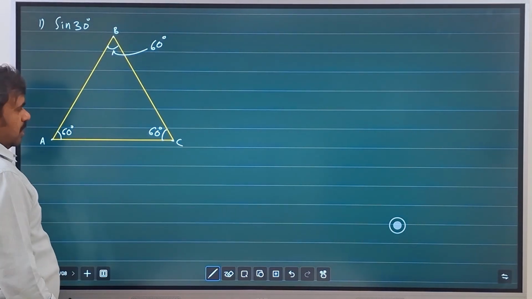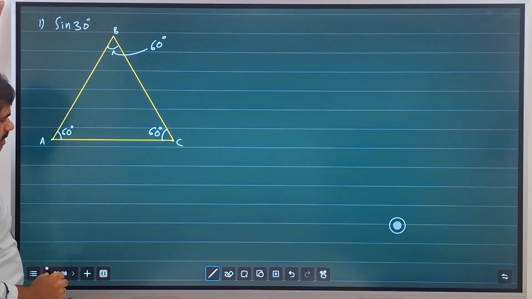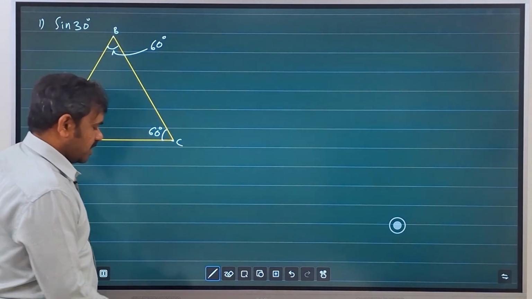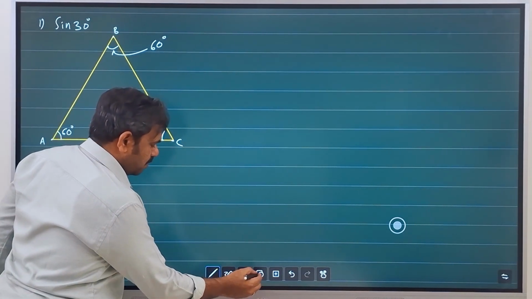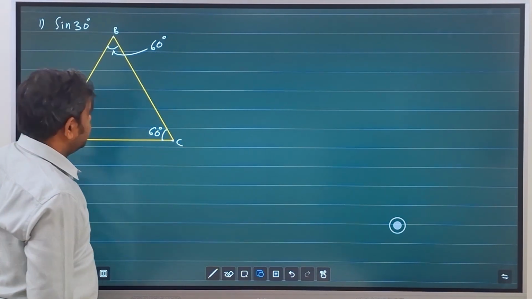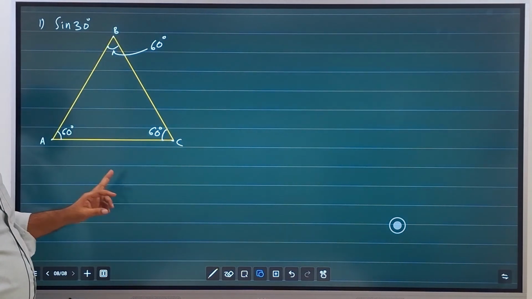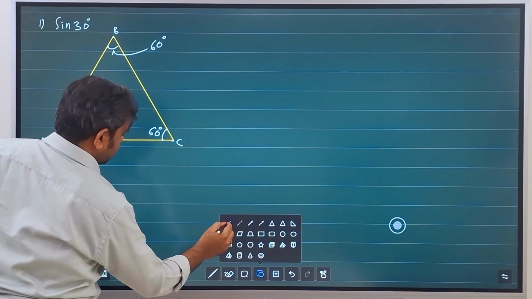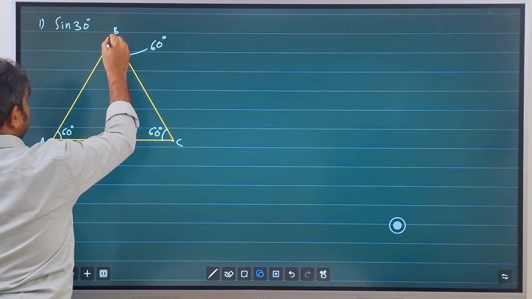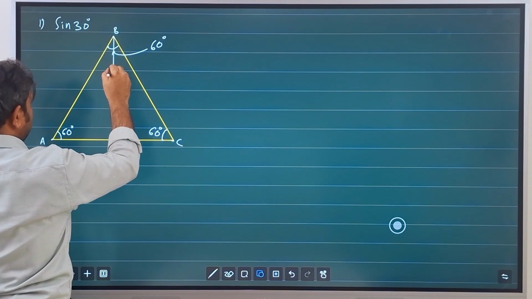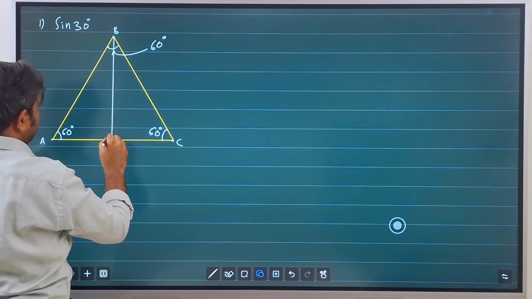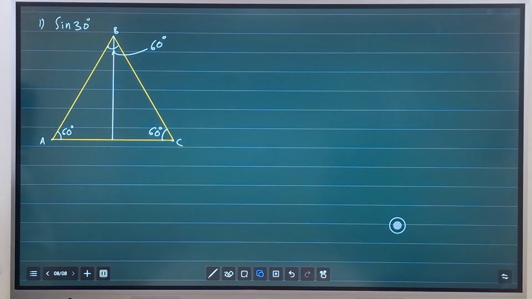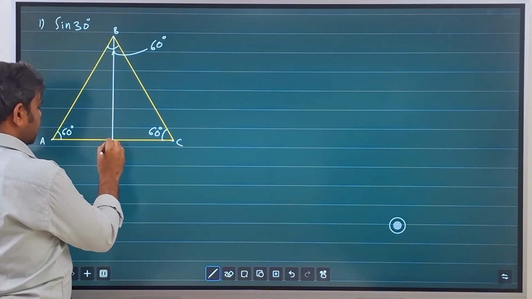Now, in order to find out sine 30 degrees, we need a right angle triangle to find the ratio. So what I am going to do is, I am going to drop a perpendicular from B onto AC. So I will start at B. I will drop a perpendicular onto AC. Let's call this foot of the perpendicular D.